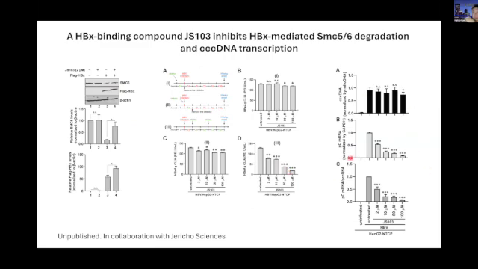And this data clearly shows that this compound, without affecting the cccDNA level, reduces the pre-core mRNA and the ratio between the pre-core mRNA and the cccDNA in a dose-dependent manner. So this gives you another example: X can be targeted to silence the cccDNA.